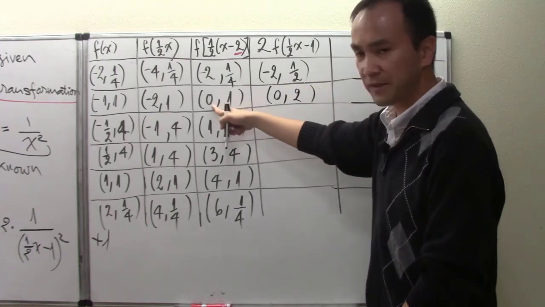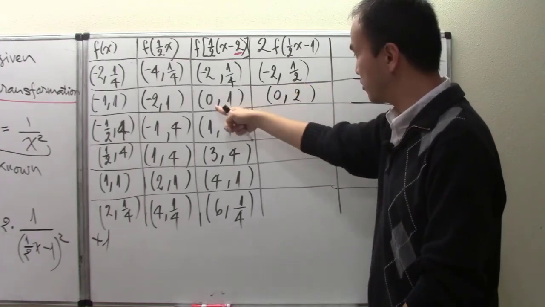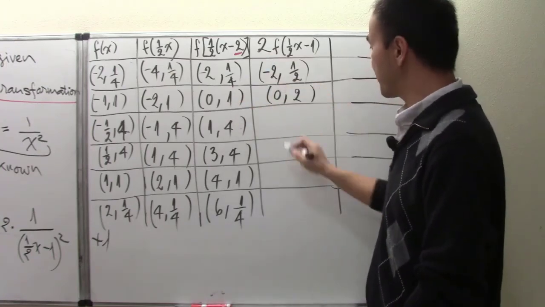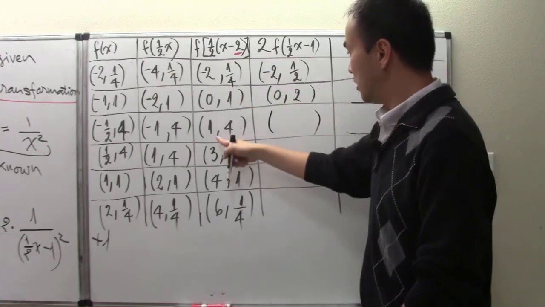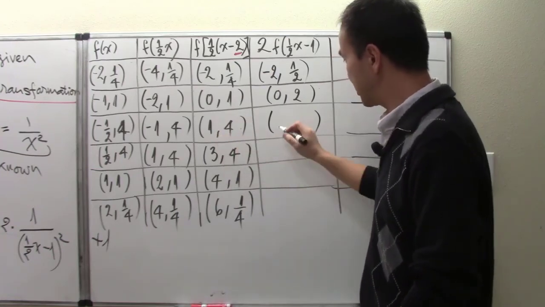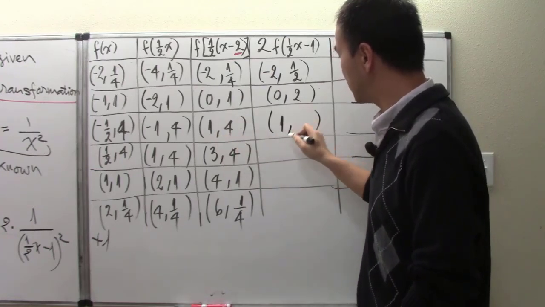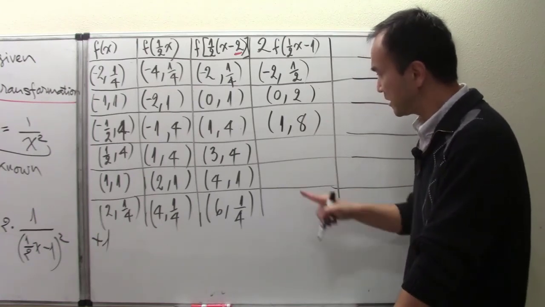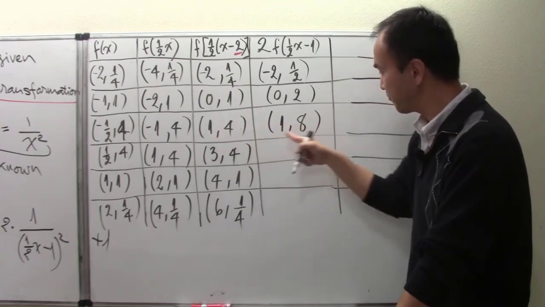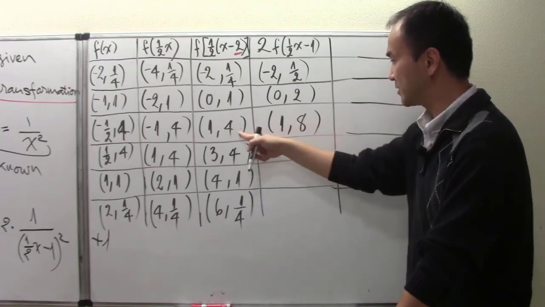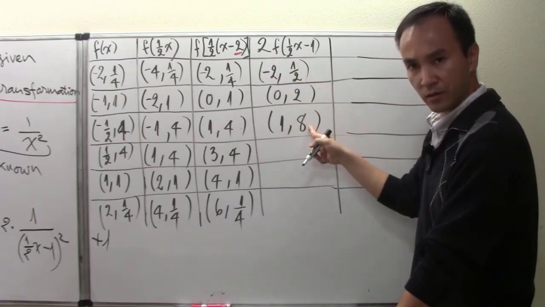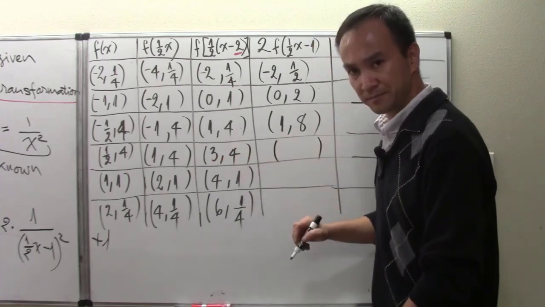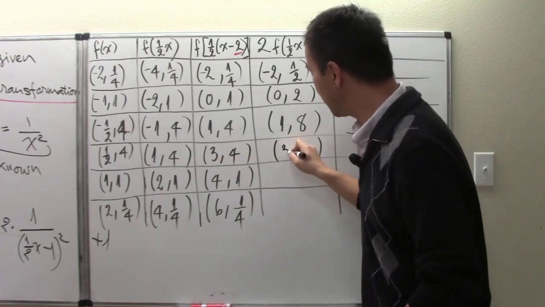Again, in this step, x value stayed the same. Y value is multiplied by that factor of 2 right there. All right, and then in the next one, 1 comma 4 is transformed to 1 comma 8. Okay, because the x value stayed the same, but y value came out as 4 times 2. That's 8. Okay, and then the next one here, 3 comma 4 is now transformed to 3 comma 8.